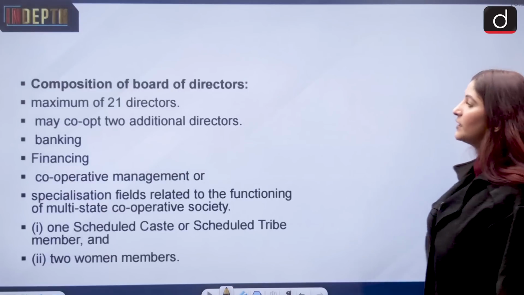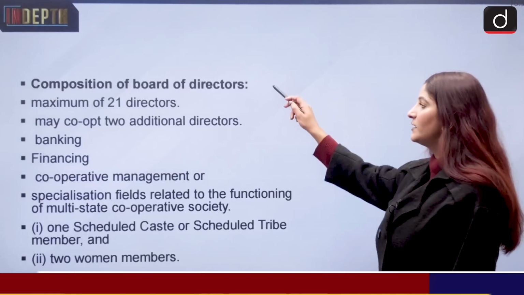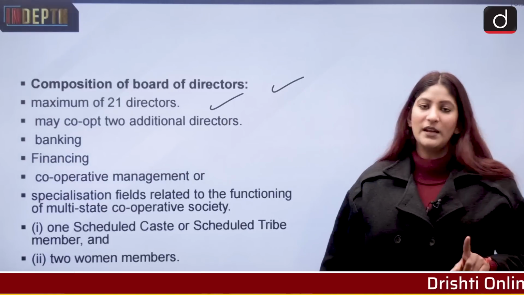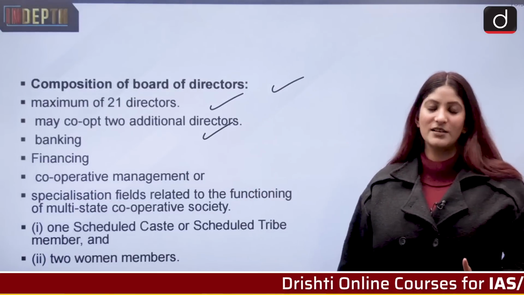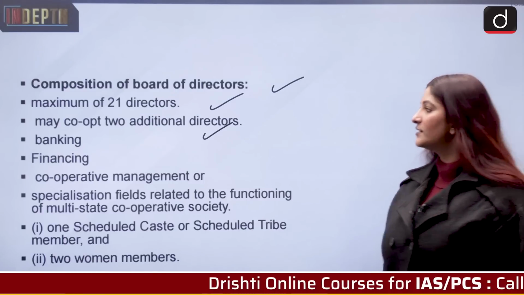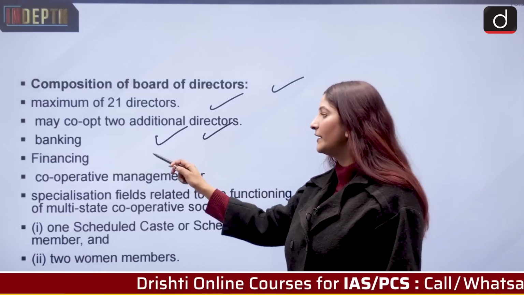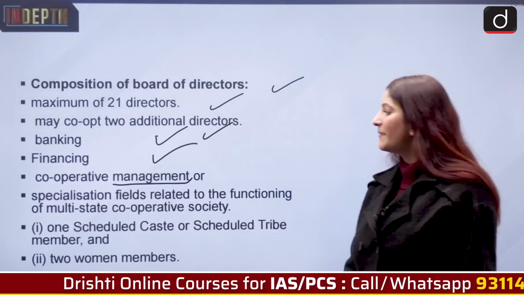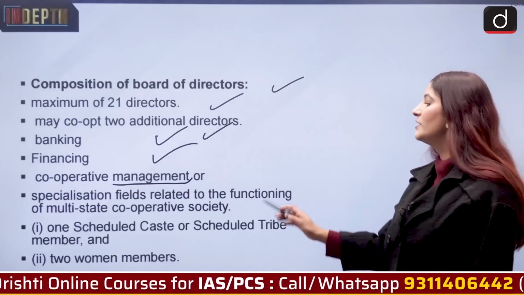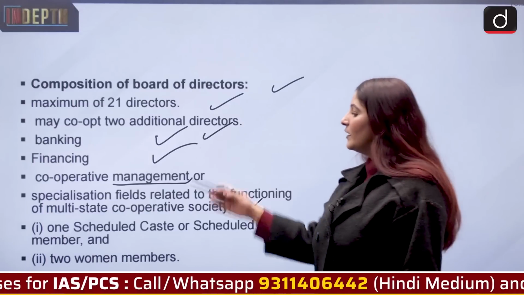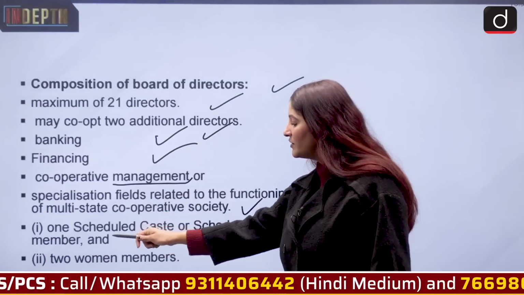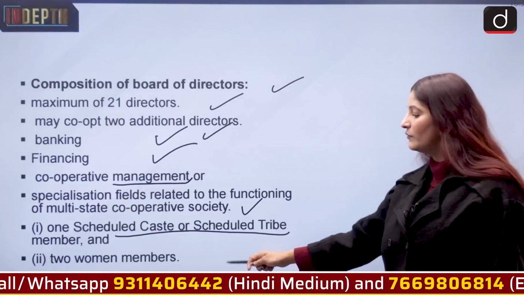There is also a composition of the board of directors in which there should be a maximum of 21 directors. They may co-opt 2 additional directors. These 2 additional directors have to be experts in banking, financing, cooperative management, or specialization fields related to the functioning of a multi-state cooperative society. There is also a mandate to have 1 scheduled caste or scheduled tribe member and 2 women members.